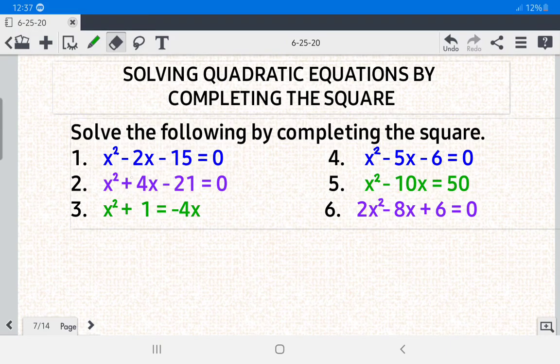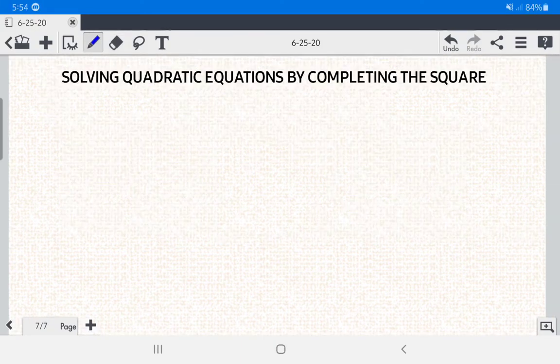Number 2, we have x squared plus 4x minus 21 equals 0. Number 3, we have x squared plus 1 equals negative 4x. Number 4, we have x squared minus 5x minus 6 equals 0. Number 5, we have x squared minus 10x equals 50. And last, number 6, we have 2x squared minus 8x plus 6. Let's start with our first example.